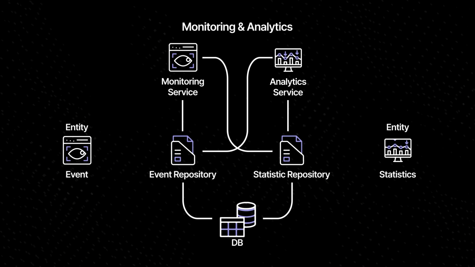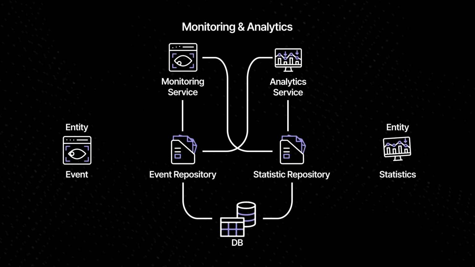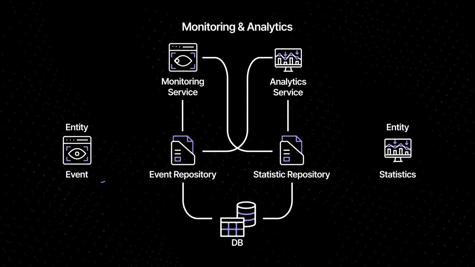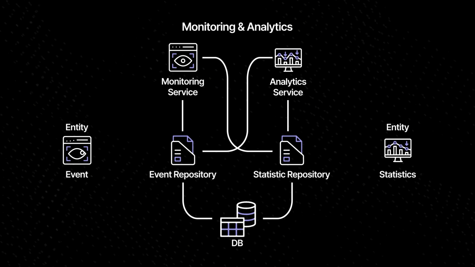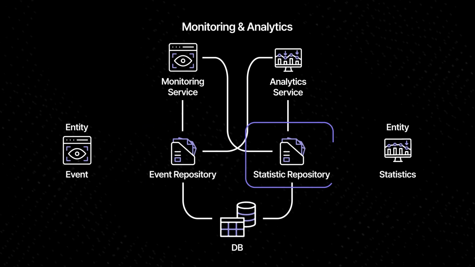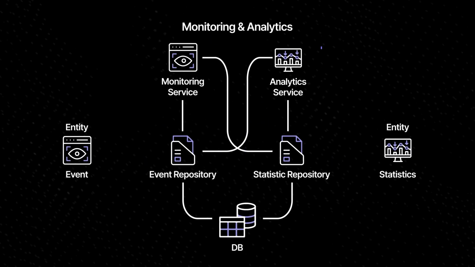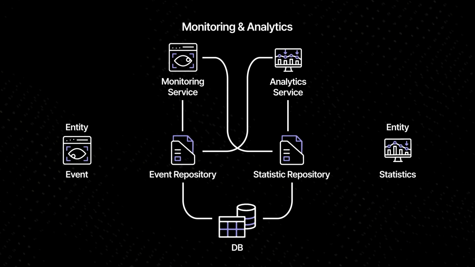Monitoring and analytics. Here we collect and analyze everything. Entities include event and statistics. The repositories are event repository and statistics repository. Monitoring service and analytics service keep track of everything and make cool reports. This is how we built our Epic streaming kingdom divided into domains, each of which plays its own role in this grand symphony of code.